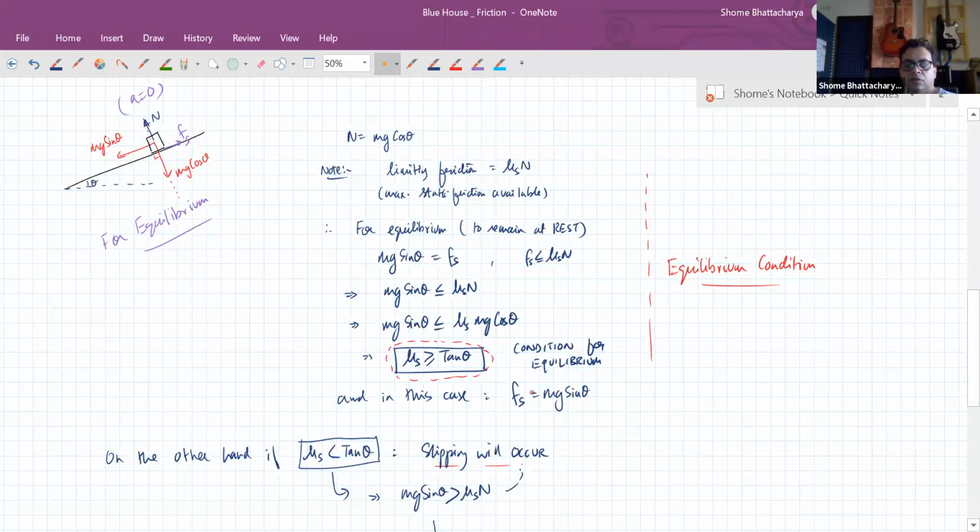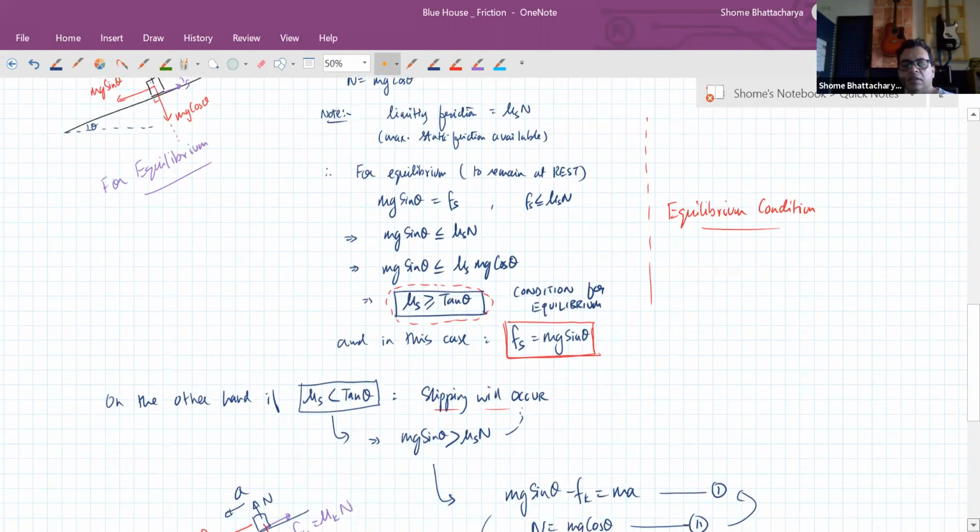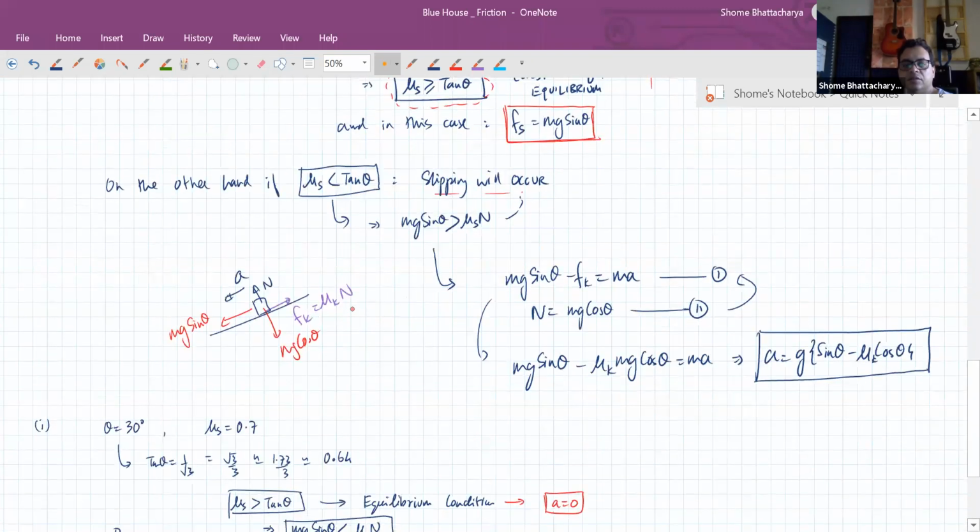So if it's in equilibrium, static friction balances mg sin theta. Whereas if it is in a condition of slipping, then the friction acting is kinetic friction. It's kinetic friction that acts. So that is mu_k into mg cos theta. So we get finally the acceleration equal to this much.